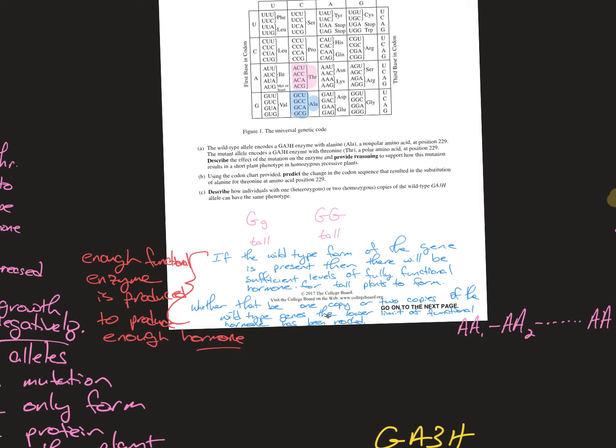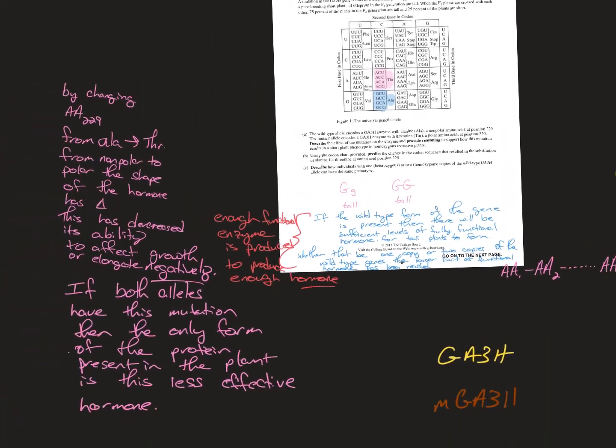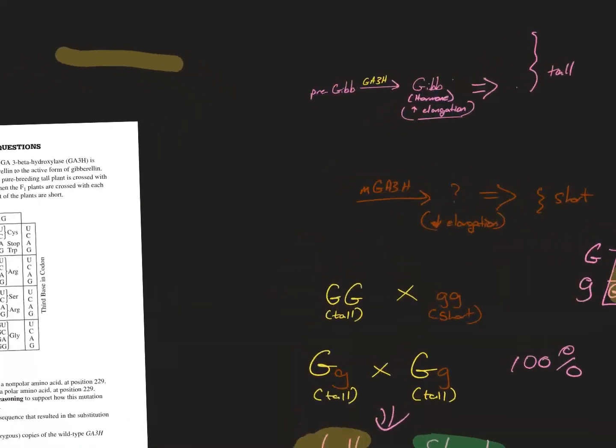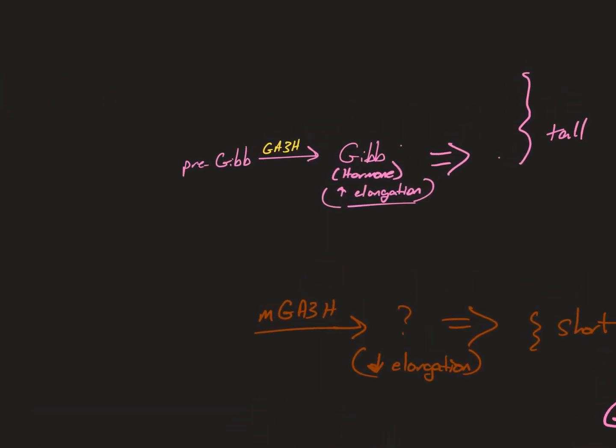Because remember, the mutation is actually not impacting the hormone, but it's impacting the production of the hormone, right? So this enzyme, the mutation's here, and so if you get a mutation here, you're not producing enough of the hormone. If you have even one wild type copy, you're producing enough functional hormone, or functional concentrations of the hormone to get the tall plant, even if you only have one enzyme.